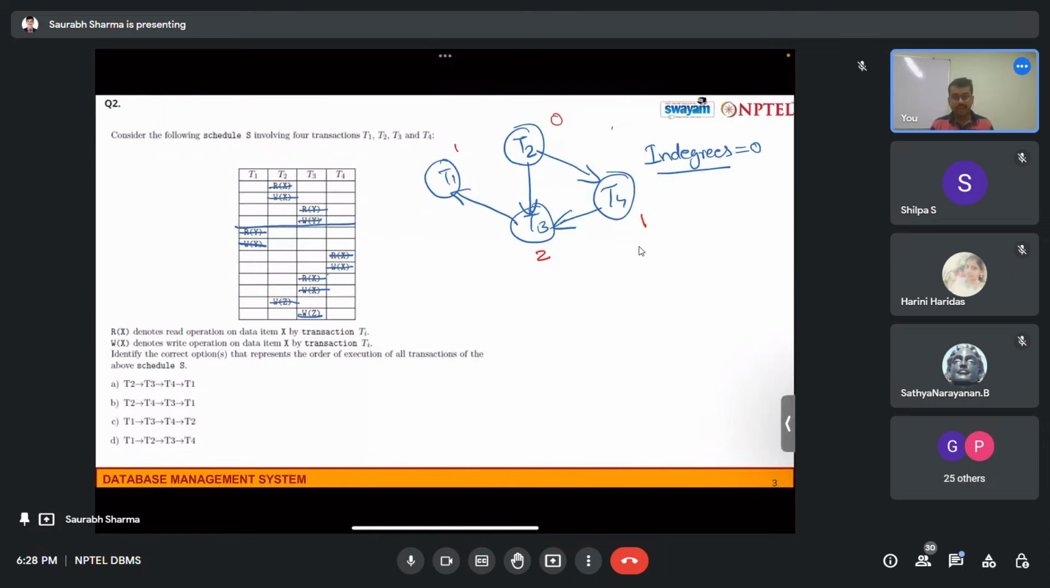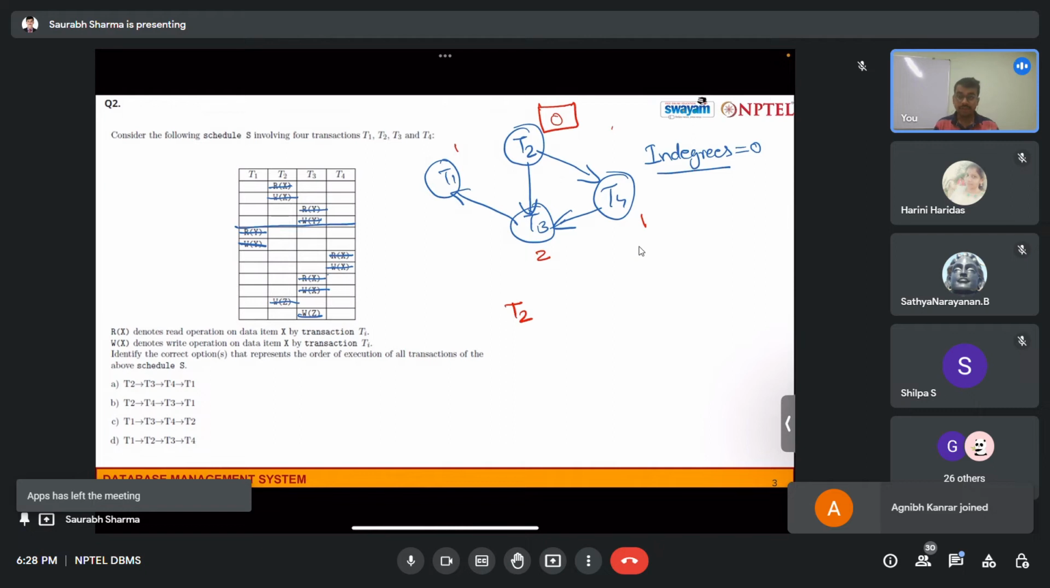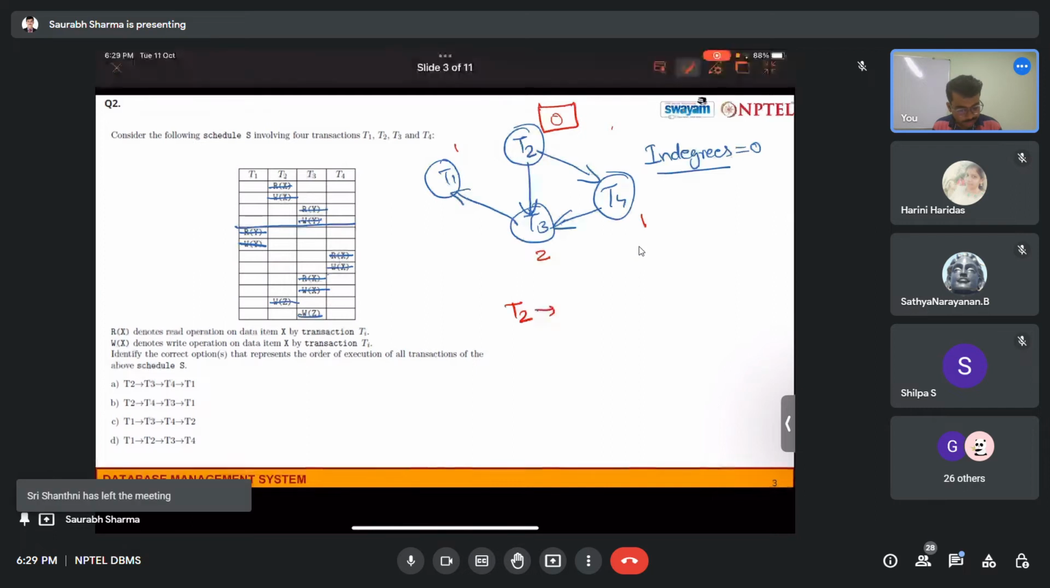Now we have to search for in degree equal to 0. There is only one transaction having this condition, so T2 will come first, meaning T2 will be executed first. Now from T2 where will we go? T2 is done. After completion of T2, we will just erase it, the edges and T2 itself.